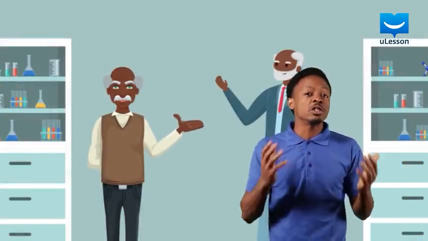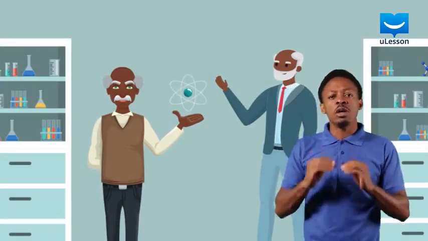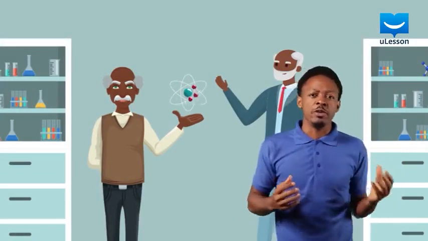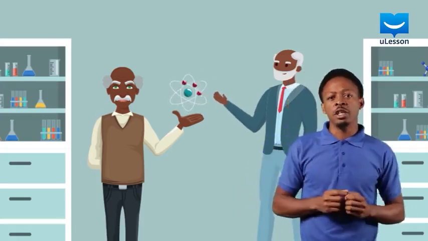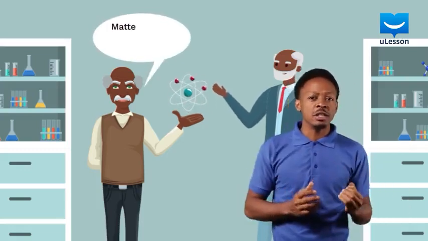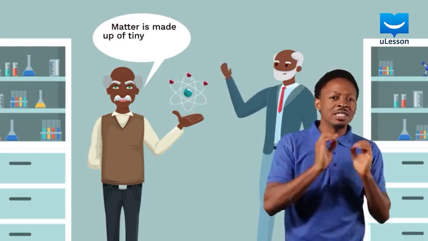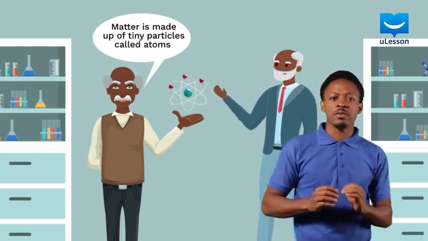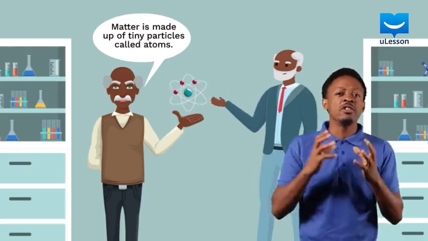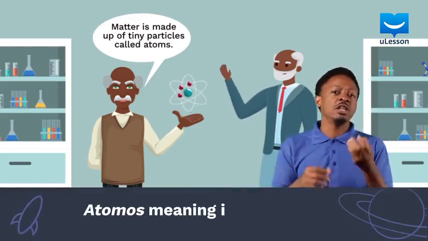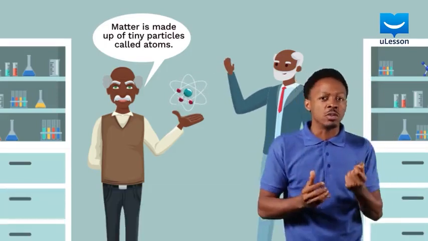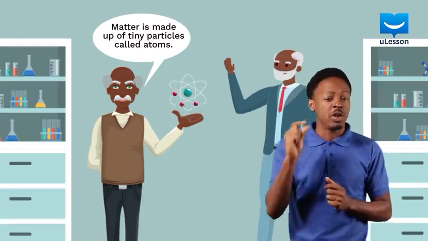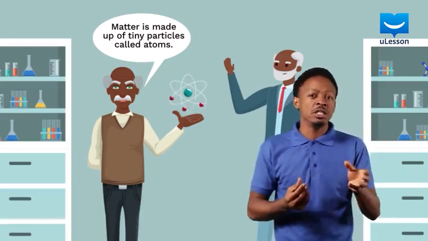For centuries, philosophers and scientists wondered what matter is made up of. And after doing lots of experiments and research, it was agreed that matter was made up of very tiny particles called atoms. This was so named after the Greek word atomos, which means indivisible, because ancient philosophers believed that an atom was the smallest possible particle, and so they termed it the indivisible.